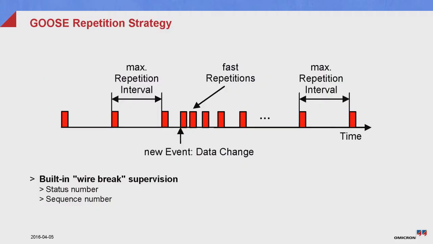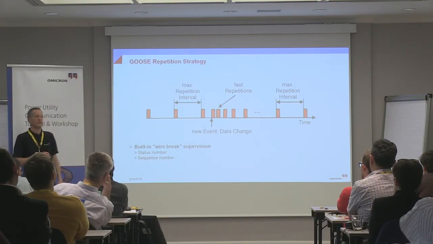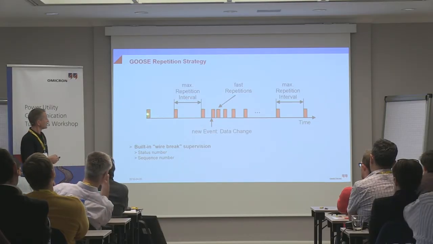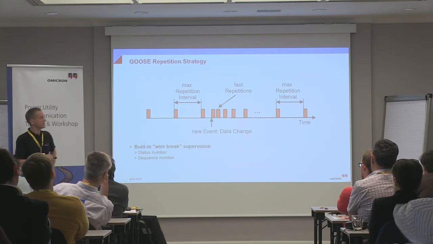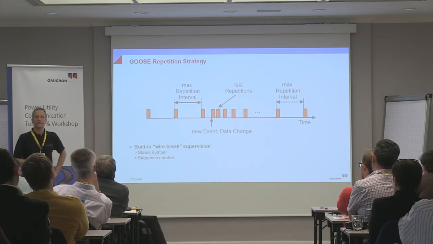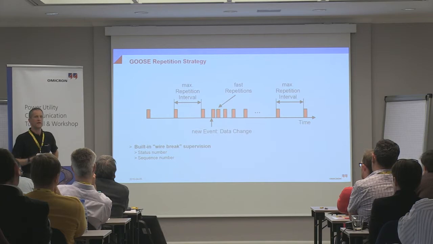Here we have this repetition strategy. We have a repetition of the GOOSE even if nothing is going on. At some point we are at the so-called maximum interval, and this is a wire break supervision, because this GOOSE message tells us how long it is valid, and within that time you should receive another GOOSE packet. So a subscriber can determine if the GOOSE publisher is still active.